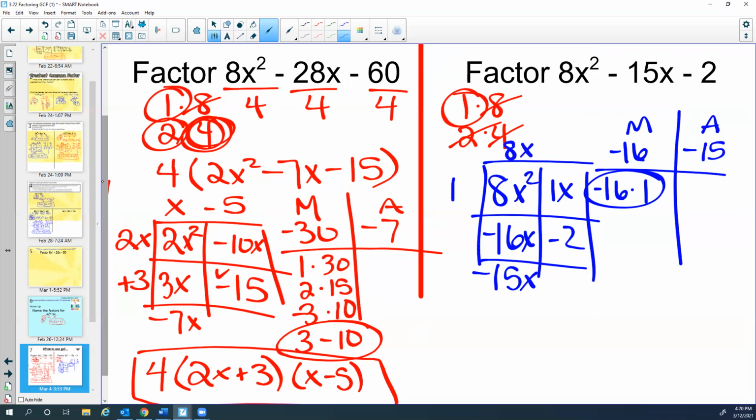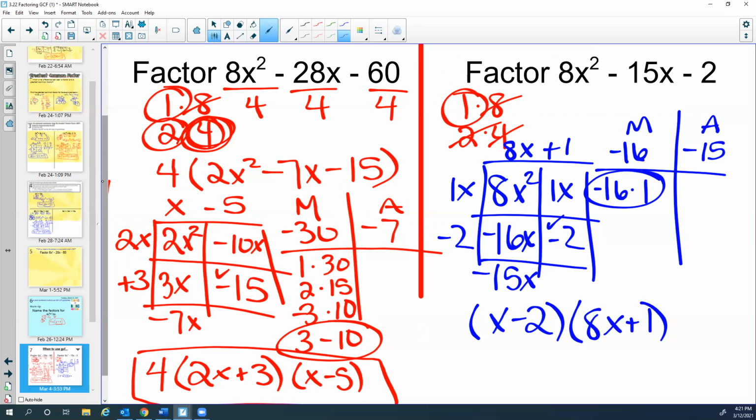8x times 1x is 8x squared. 1x times 1 is 1x. 8x times negative 2 is negative 16x. And negative 2 times positive 1 is negative 2. So final answer on this one, we don't have a GCF, so we can just write it normally, like we were doing before spring break. X minus 2, 8x plus 1.